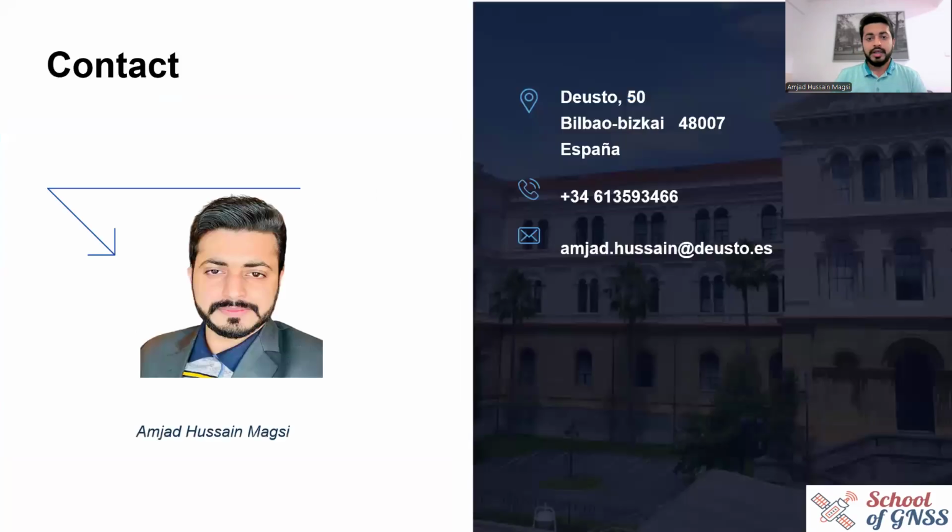This video is all about the navigation data frame, and I hope you now know what the navigation data is, what the subframes are, and the importance of these elements.